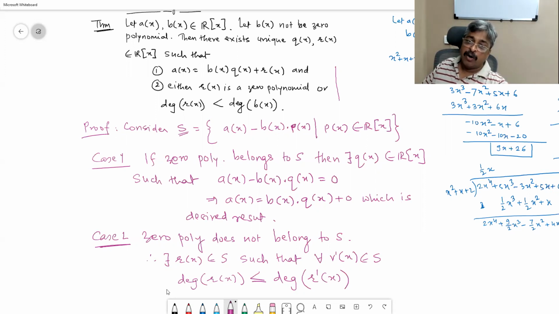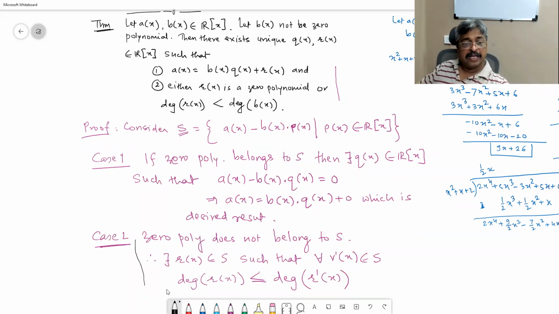Now, equality is allowed because we are proving existence of r of x in the box. Once we proved existence, we will write the proof for uniqueness, that it is not going to happen that r1 of x and r2 of x, two remainder polynomials, have the same degree and it is minimum. I mean, if it is minimum, then it has to be unique. That is what eventually we will prove.